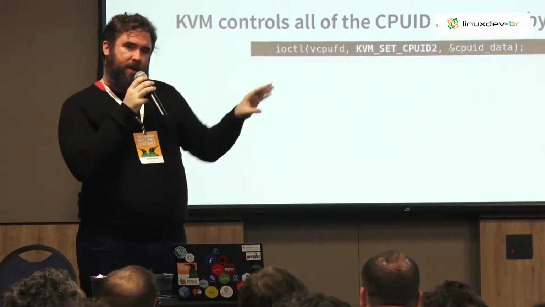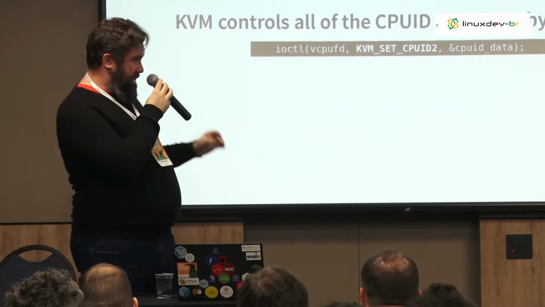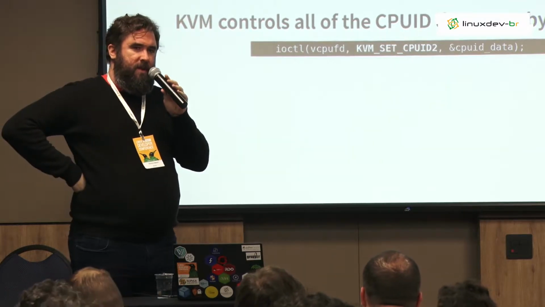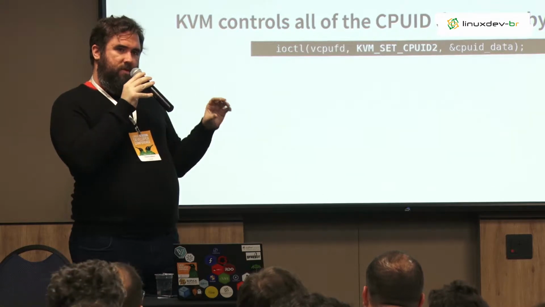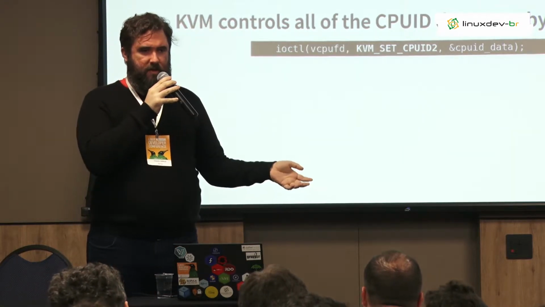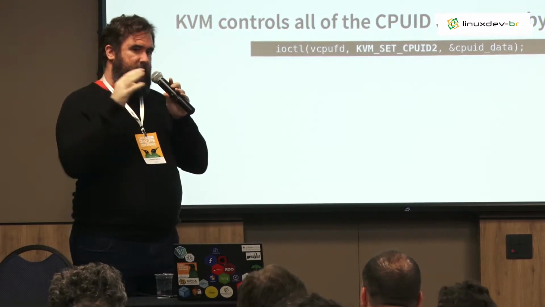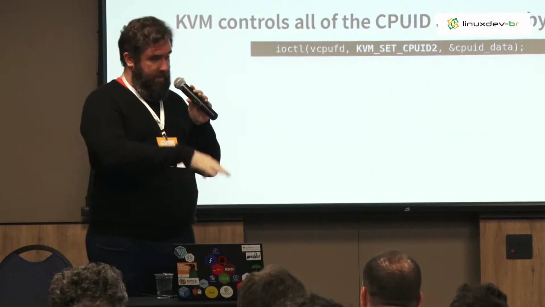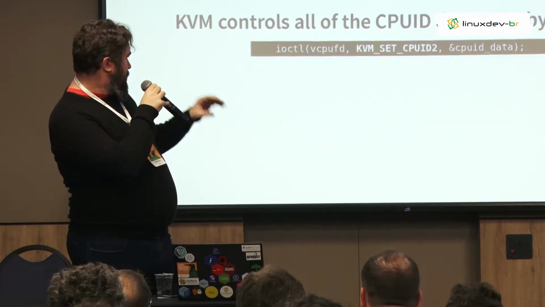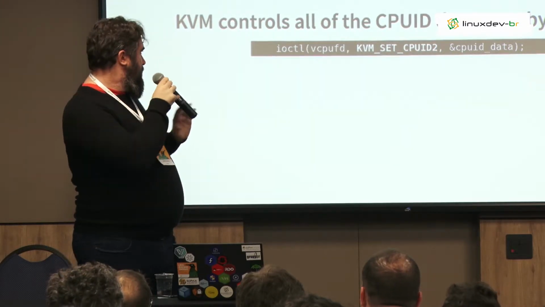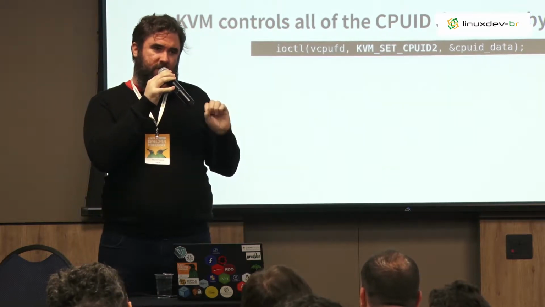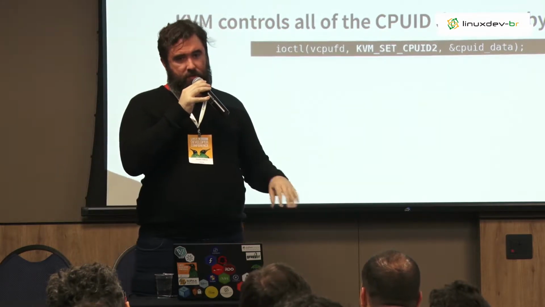And now we are getting to KVM. So basically, this is something related to what Murilo was talking about. KVM controls all the CPUID data seen by the guest operating system. The guest operating system is not going to see everything that's on the host. It's completely controlled by KVM, and it's completely controlled by QEMU. This is the ioctl call that QEMU does to do that. So the details from the host are always hidden.